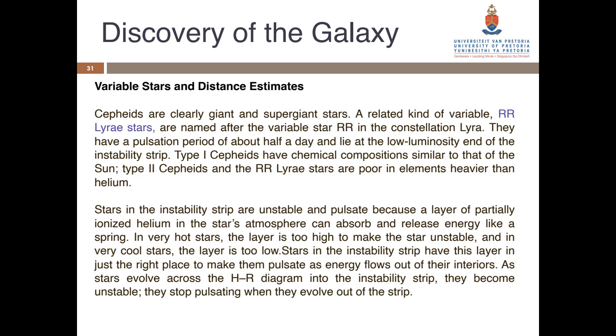Stars in the instability strip are unstable and pulsate because a layer of partially ionized helium in the star's atmosphere can absorb and release energy, like a spring. In very hot stars, the layer is too high to make the star unstable, and in very cool stars, the layer is too low. So stars in the instability strip have this layer in just the right place to make them pulsate, as energy flows out of their interiors. As stars evolve across the HR diagram into the instability strip, they become unstable. They stop pulsating when they evolve out of the strip.